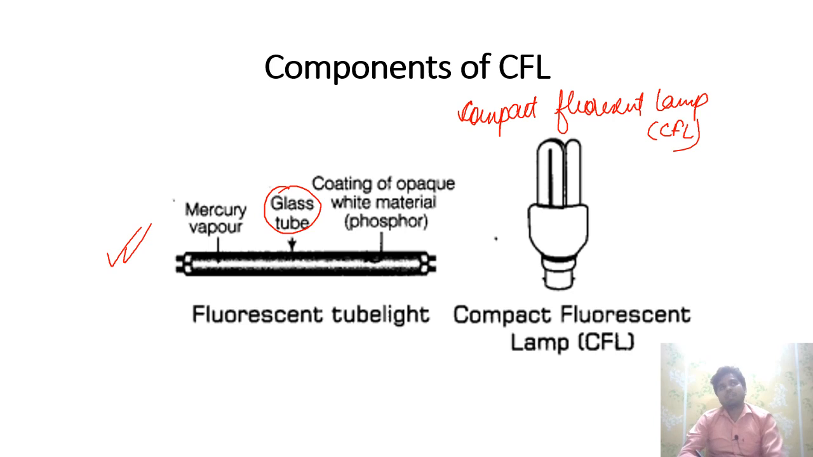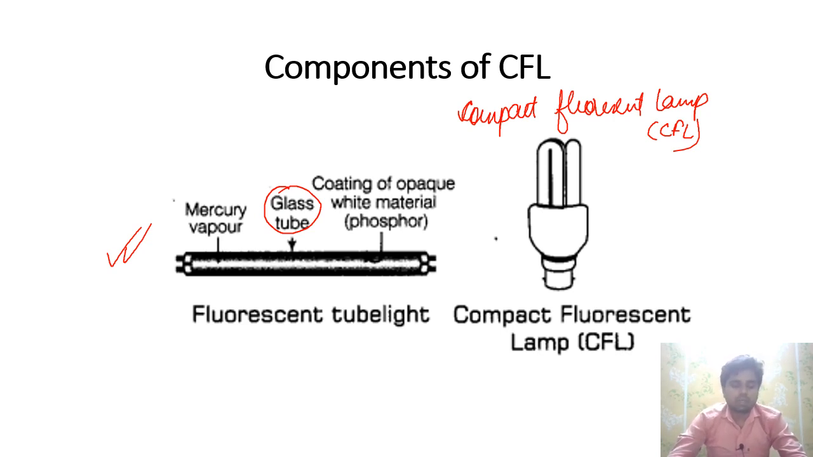Whenever we see any type of CFL, you can see in your home also, that CFL is always white in color. Why is it white in color, student? This is due to the coating of phosphor, and phosphor is a white material. If there is a coating of phosphor on the glass, the CFL looks white in color. Now, what is the vapor that is present inside the CFL? That vapor is known as mercury vapor.